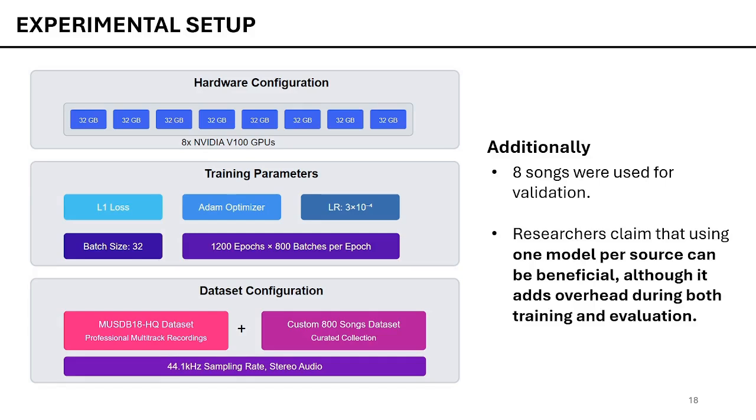The input to the model was the mixed audio files, which were sampled at 44.1 kHz and in stereo format. For validation, they used 8 additional songs. The researchers claim that while using a separate model for each source can improve performance, it adds computational overhead.